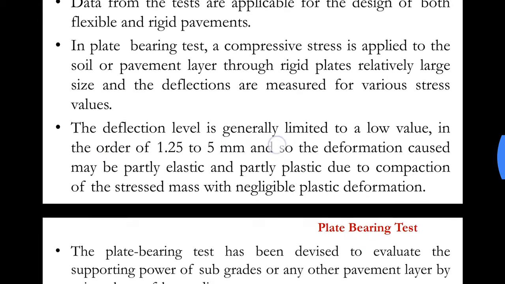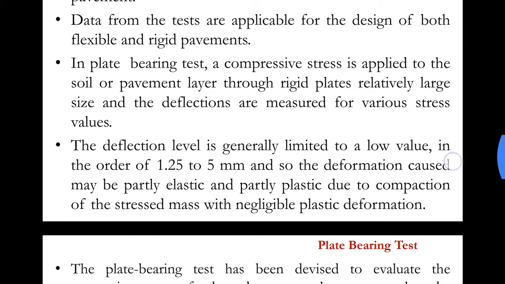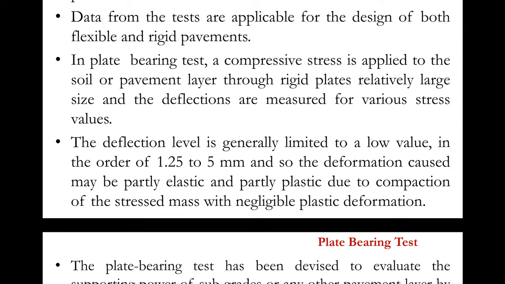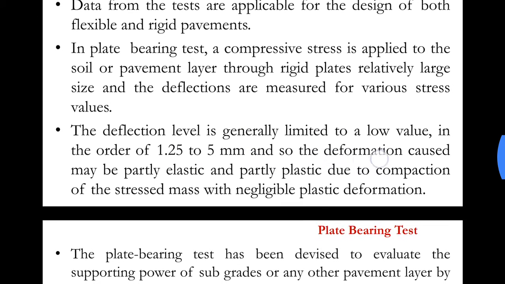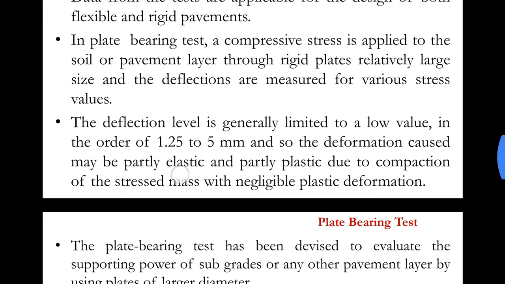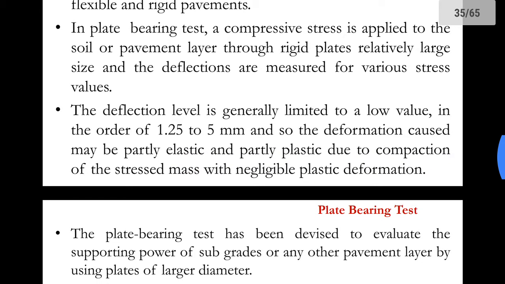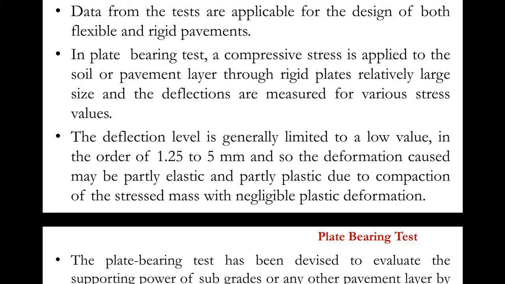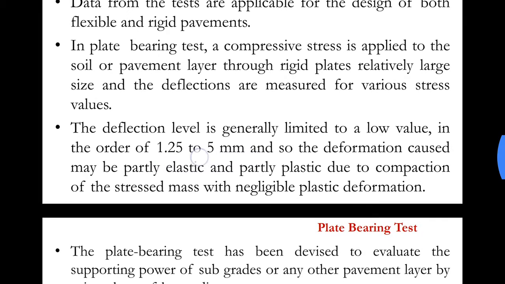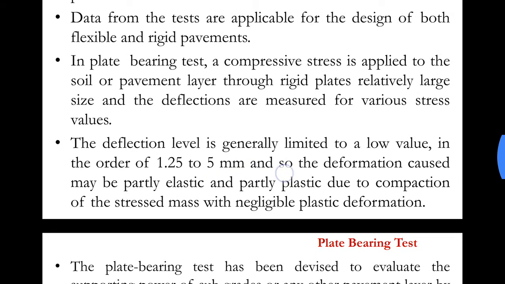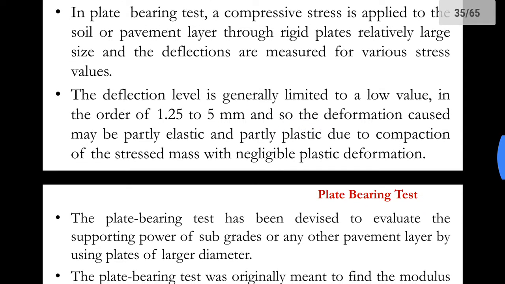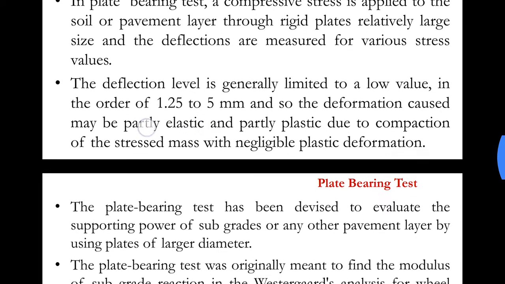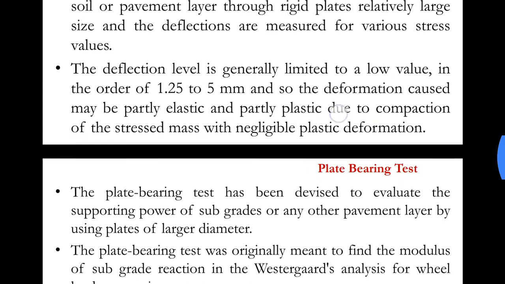Now the deflection level is generally limited to a lower value in the order of 1.25 to 5 mm. The deformation caused may be partly elastic and partly plastic due to compaction of the stressed mass. So the rate of deformation is less, it is around 1.25, and the total deformation could be around 5 mm. In this case there would be both types of deformations. It can be a combination of elastic and partly plastic deformation.